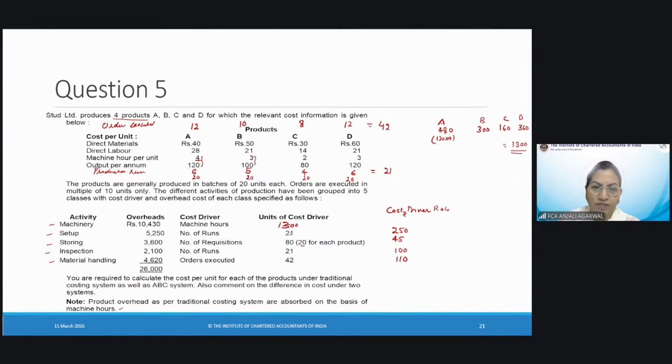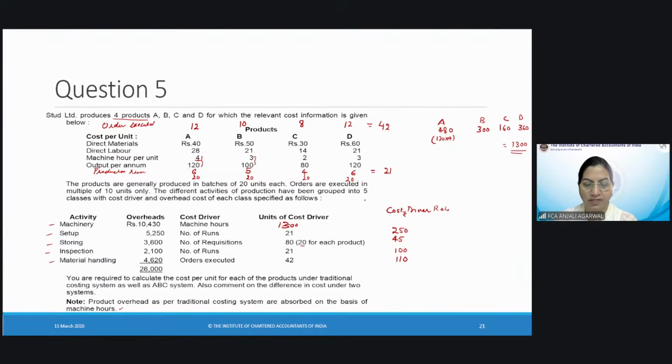So if this information would not have been given, you would have calculated it yourself. So this was not given and you calculated 1300. Now the first expense, machinery, 10,430 divide by 1300.